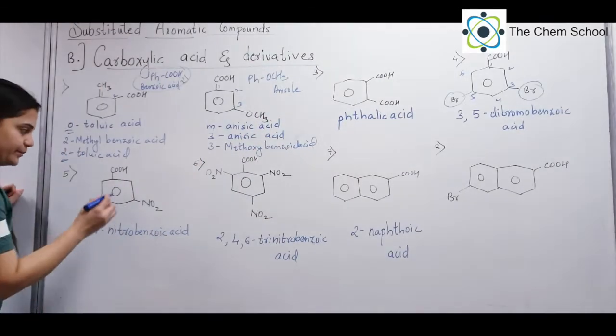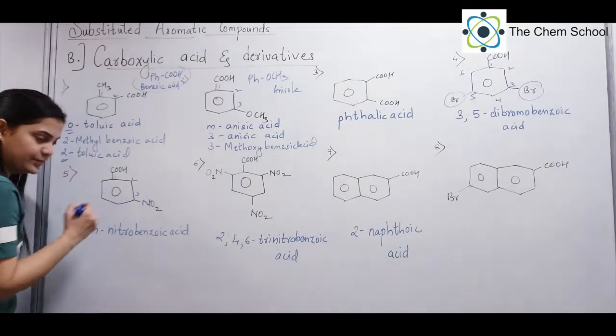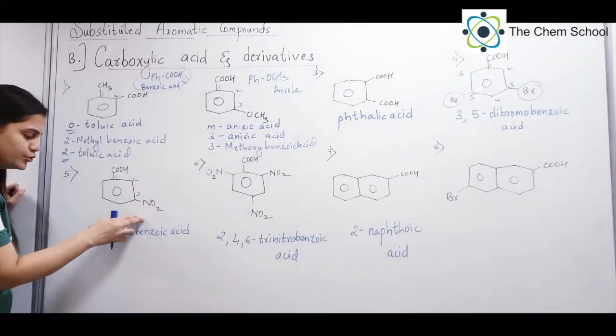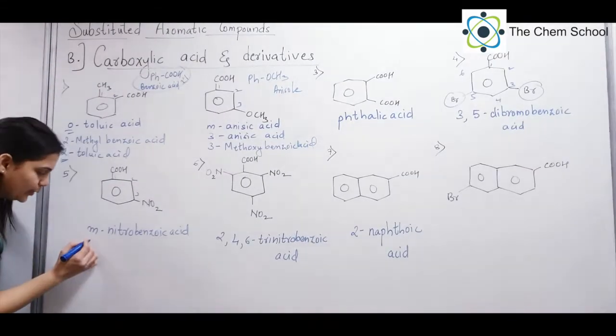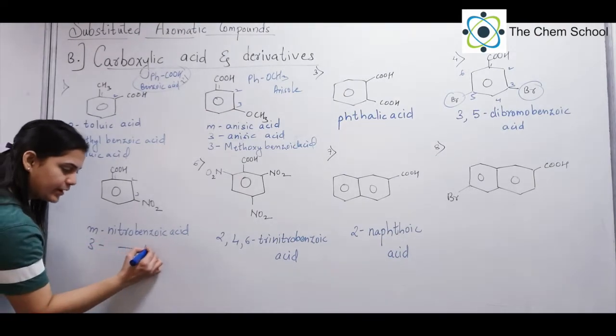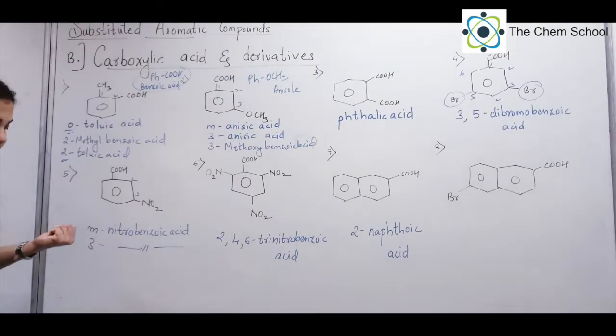Have a look at this one. So if it is 1, 2 and 3, on the third position you have nitro. So you can say meta-nitro or you can say it is 3-nitrobenzoic acid.